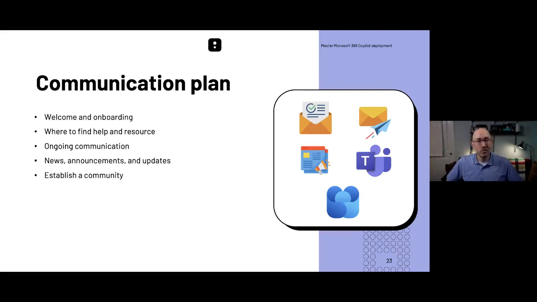So part of our communication plan is news announcements and updates, keeping people up to date with what's new, what's changed, and what's coming. And that's not only for what's coming from the Microsoft side, but that's how we figured out use cases and scenarios for us to use this. So establishing a community is going to be key. You can't just set it and forget it. You need to establish a community. You need to nurture that community. You need to be consistent in engaging with that community and drive everyone to that one community.